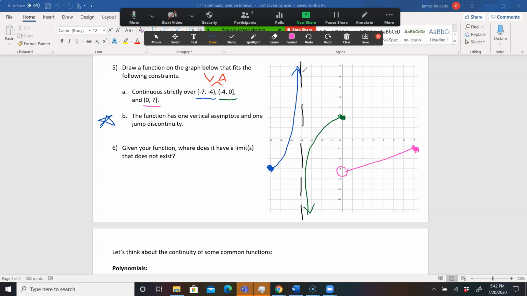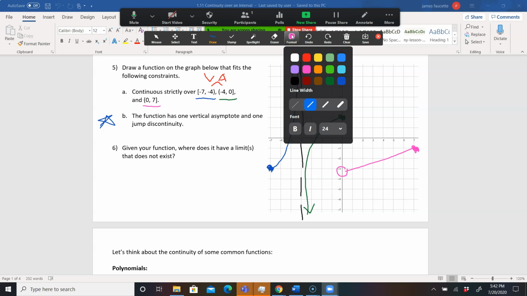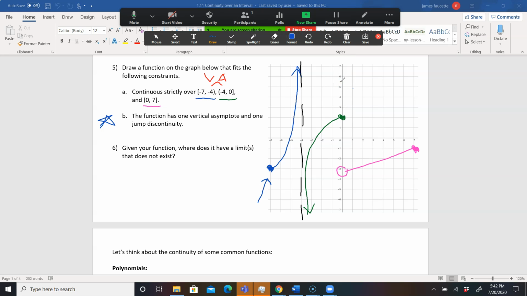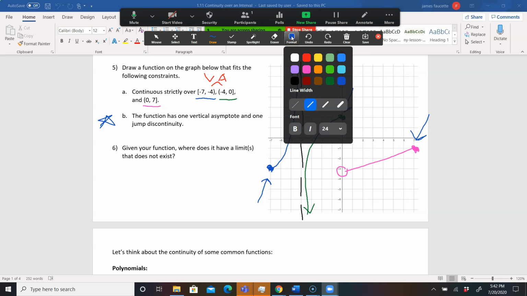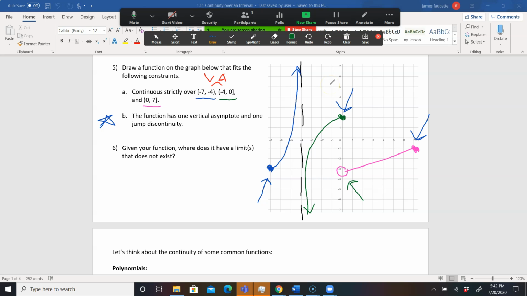Okay, a couple things that you need to make sure you have. You need to make sure you have your vertical asymptote at x equals -4 and your jump discontinuity at x equals 0. And you also need to make sure that these are closed points in blue, and you have that one open point in green. Okay? If you have those, it doesn't really matter what's going on with the rest of your function, as long as those are correct. Let's look at number 6 real quick, and then we're going to end part 1 of this video. I think it's going to actually be 3 parts.